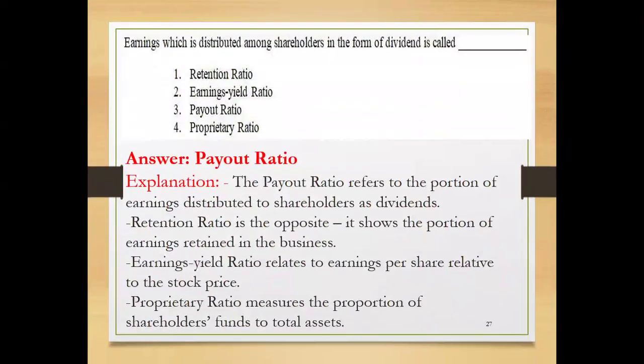So the next question: earnings which are distributed among shareholders in the form of dividend is called, is it retention ratio, earnings yield ratio, payout ratio, or proprietary ratio? It is the payout ratio. The payout ratio refers to the portion of earnings distributed to the shareholders as a dividend. Retention ratio is totally opposite. It shows the portion of earnings retained in the business. Earnings yield ratio relates the earnings per share to the stock price. Proprietary ratio measures the proportion of shareholders' funds.